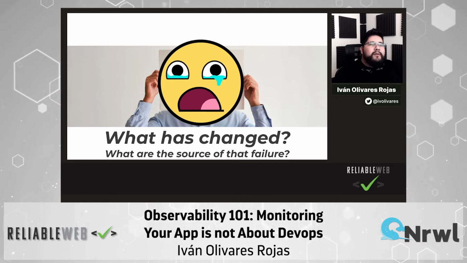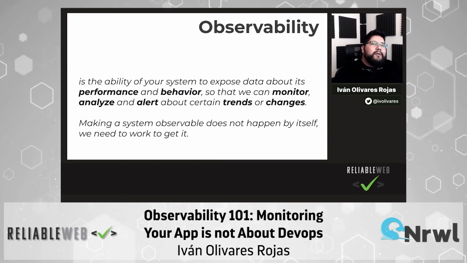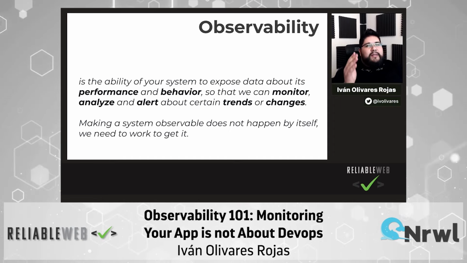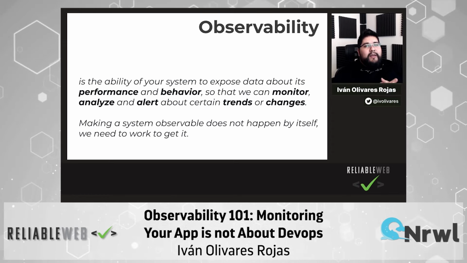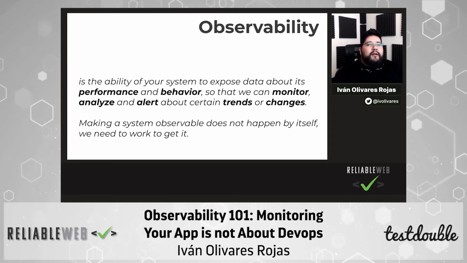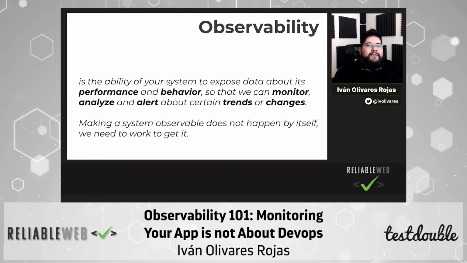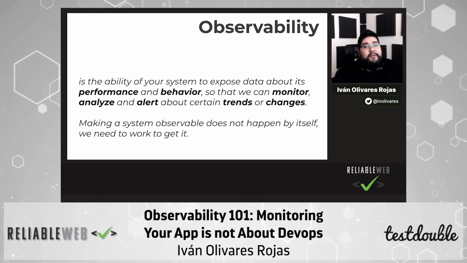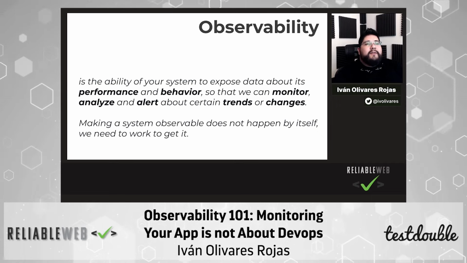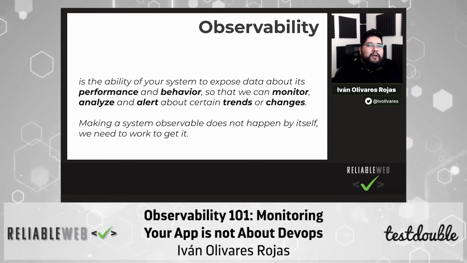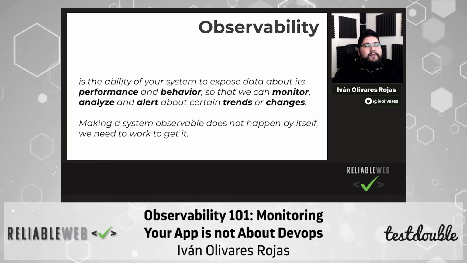This is where observability becomes our friend. Observability is the ability of your system to expose data about its performance and behavior, so that we can monitor, analyze, and alert about certain trends or changes. Making a system observable doesn't happen by itself. We need to work to get it, and understanding its advantages versus just monitoring is key to understanding why it is a good investment.